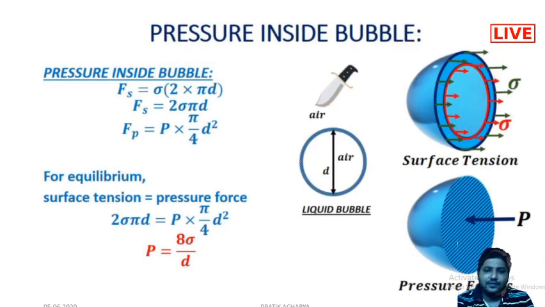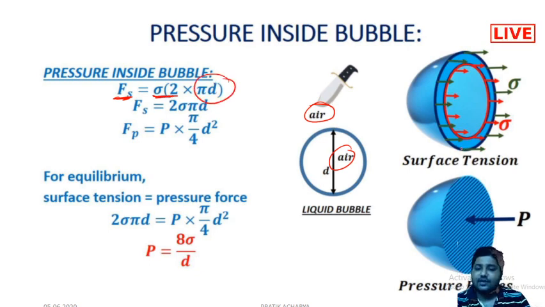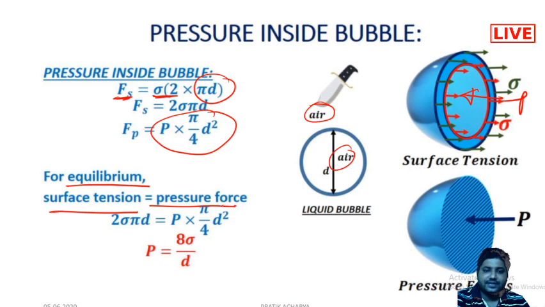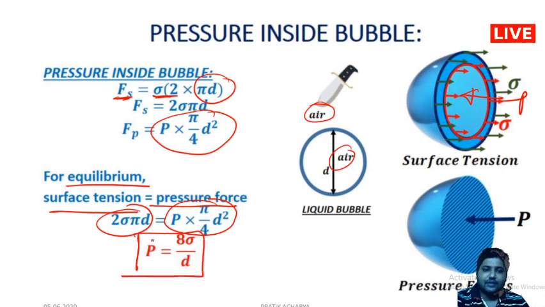In the case of a bubble, the outside is air and the inside is air, so there are two interfaces: an air-water inside interface and an air-water outside interface. With more interfaces, the surface tension force increases, because surface tension acts on the interface only. So the surface tension force is 2 times sigma times pi d, and the thickness of the film is very small and can be neglected. The pressure force is P times pi by 4 times d squared. For equilibrium, the surface tension force equals the pressure force: 2 sigma pi d equals P times pi by 4 d squared. So P comes out to be 8 sigma by d.